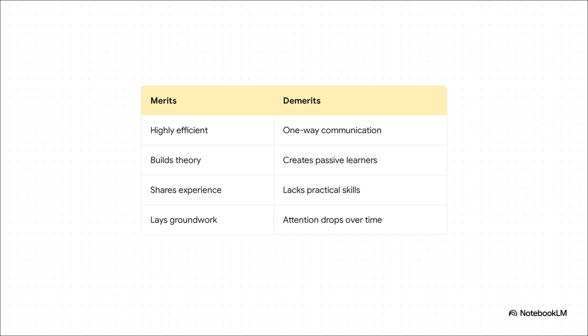But the demerits are pretty dangerous. That sheer efficiency can very easily lead to the trap of one-way communication and totally passive learners. Plus, it severely lacks practical skill development. I mean, you can't teach someone to weld a joint or write a Python script just by lecturing at them. And human attention spans simply drop over time. We've all fought the urge to nap during a monotone 3-hour theory dump, right?